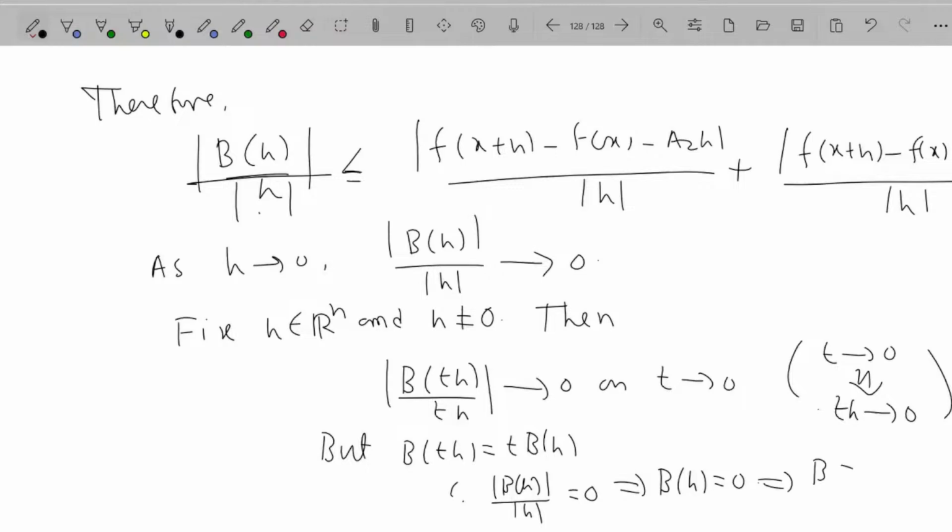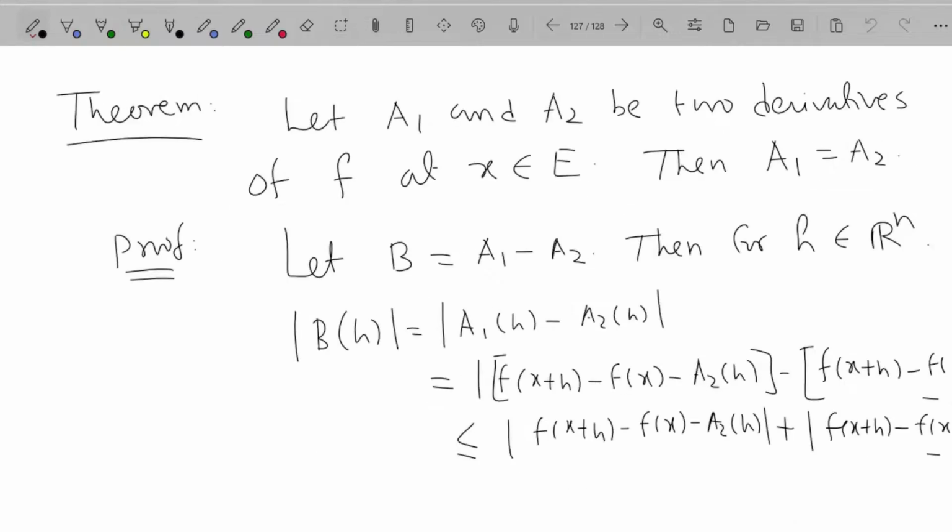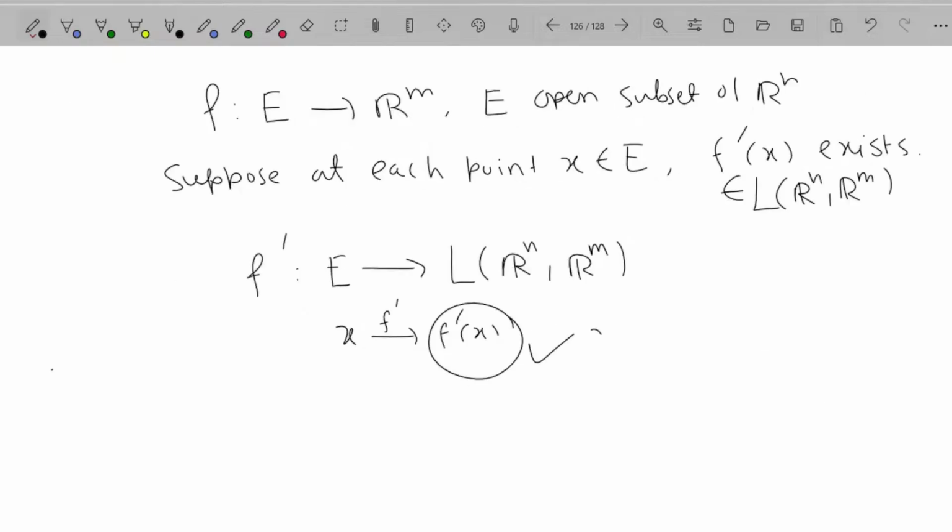This implies that a1 equals a2. So the derivative is unique at a point. So therefore it makes sense to define it. So this makes sense.